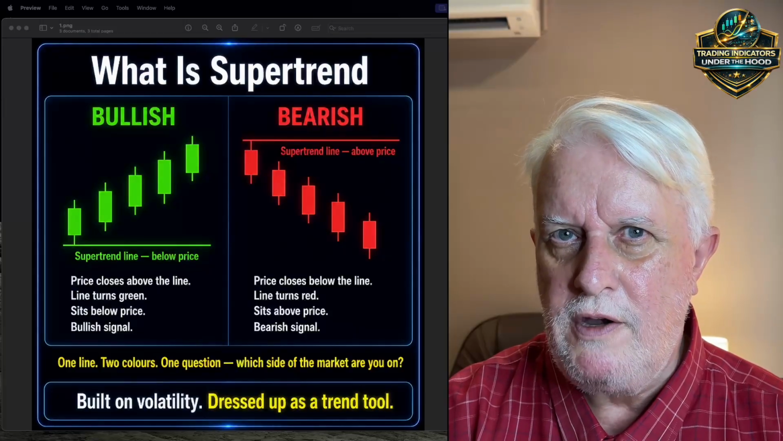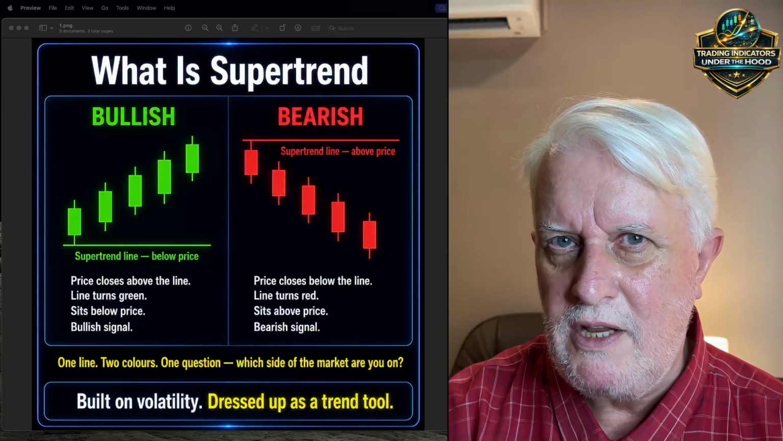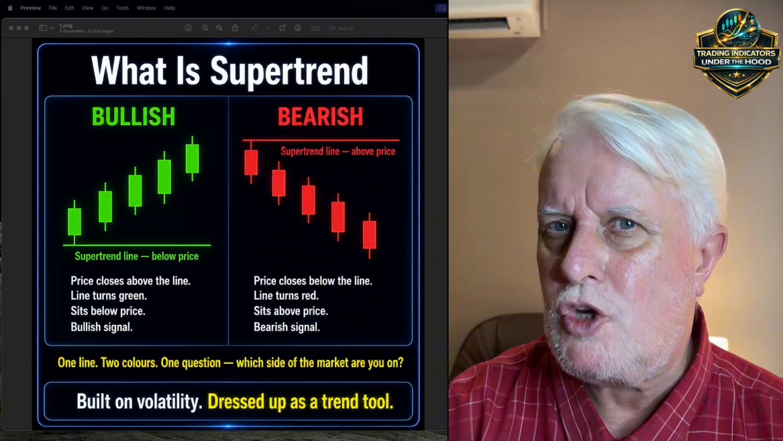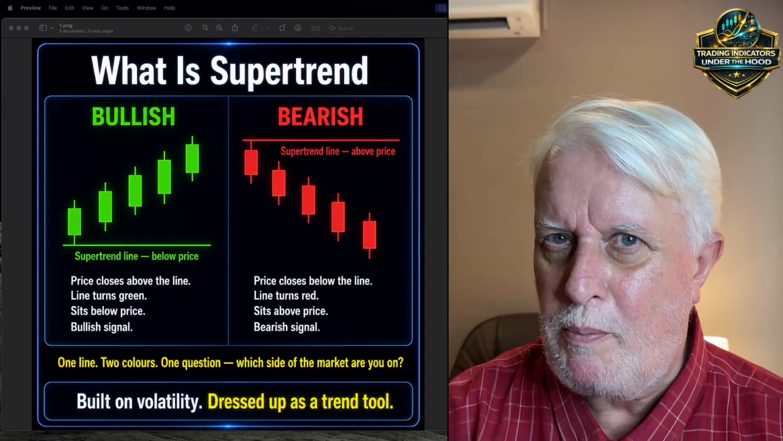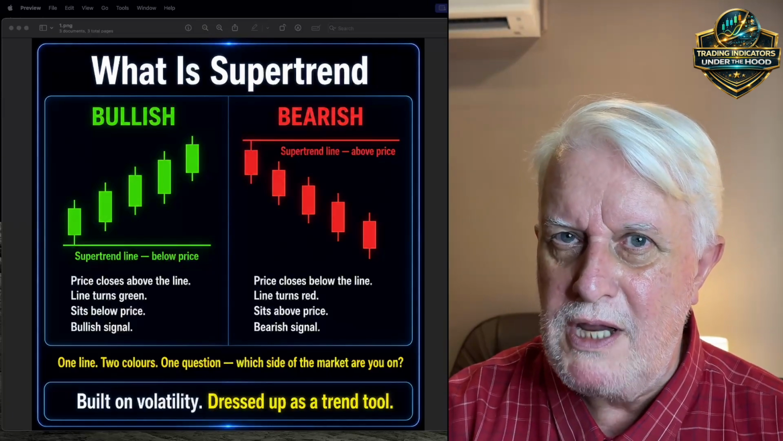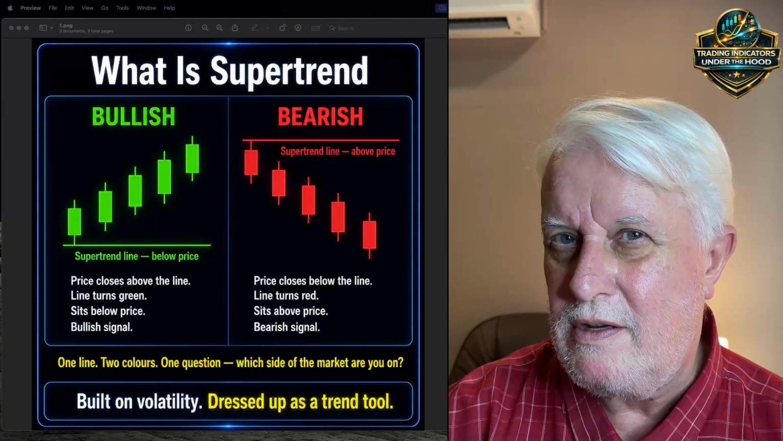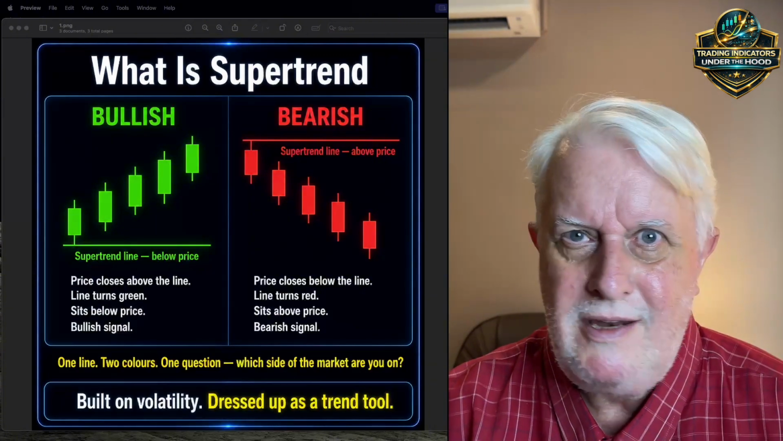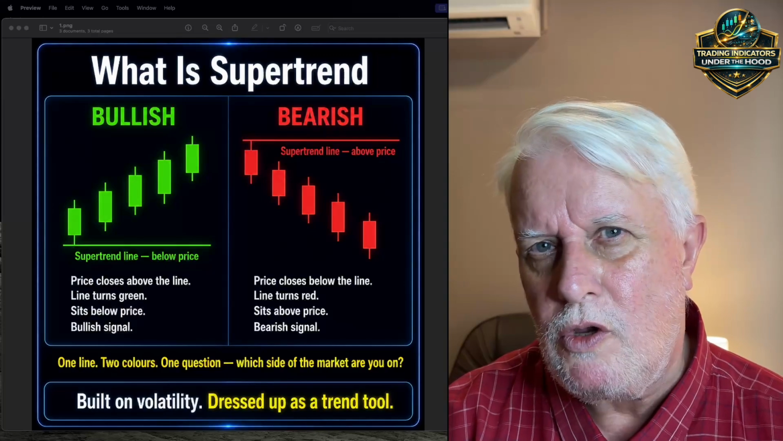So what is Supertrend? Supertrend is a trend-following indicator that plots a single line on a chart. When price closes above, the line turns green and sits below the price. That's a bullish signal. When price closes beneath, the line turns red and sits above the price. That's a bearish signal. That is the entire concept. One line, two colors, buy or sell.